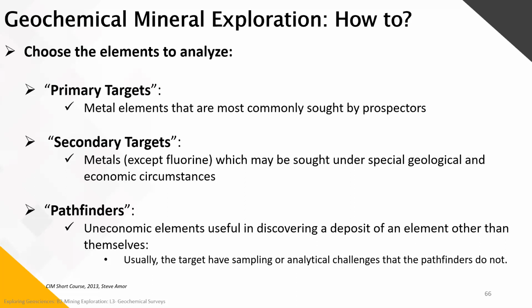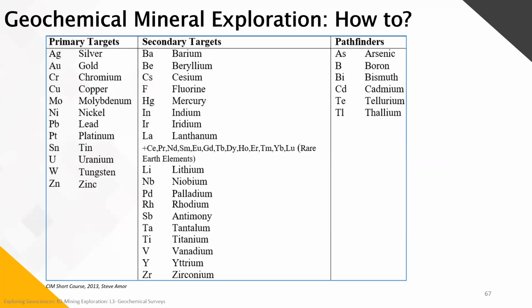Pathfinders are uneconomic elements that are useful in discovering a deposit of an element other than themselves. Usually the target has sampling or analytical challenges that the pathfinders do not have. For example, for gold, arsenic is an excellent pathfinder. Here we have a table showing the main primary targets, secondary targets, and their pathfinders.